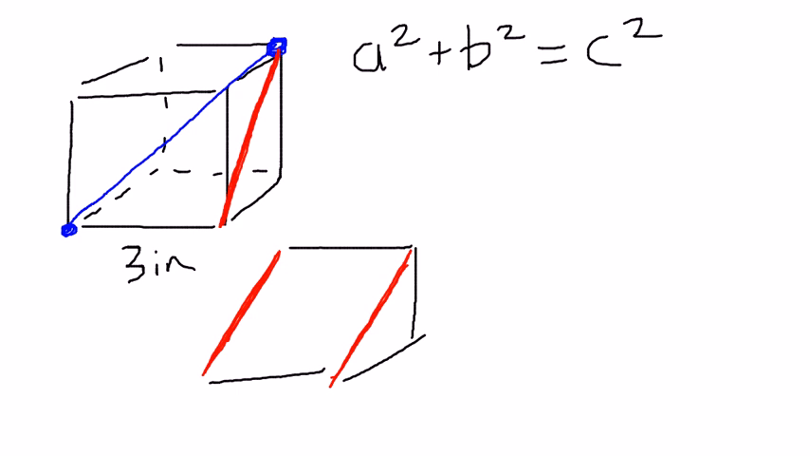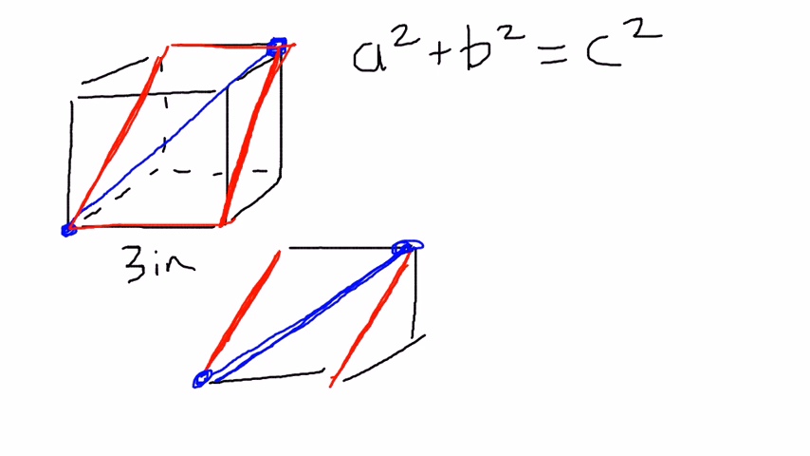Okay, so can you see what I've done? I've sliced my cube in half along this red plane right here. I've just chopped it in half. And now what I have is a triangular prism. That's half of the cube. And we can see that our blue line goes from the bottom corner to the top corner of the cube. So our blue line is now on the face of this triangular prism right there.